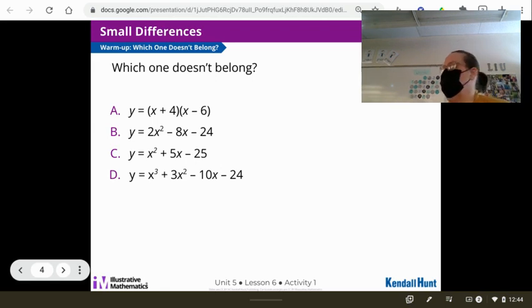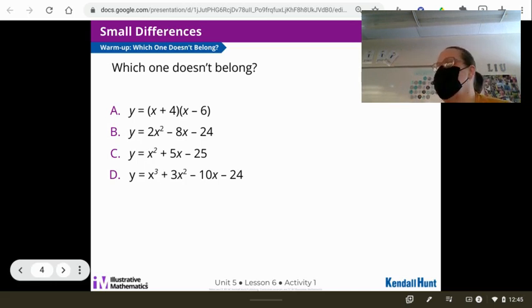Okay, let's hear some of your thoughts. What makes one of these different? Pick any of them. Which one do you want to start with? What do you notice? Ariana, what do you notice? Yeah, A is in factored form, not in standard form. It's different from all the rest in that regard.